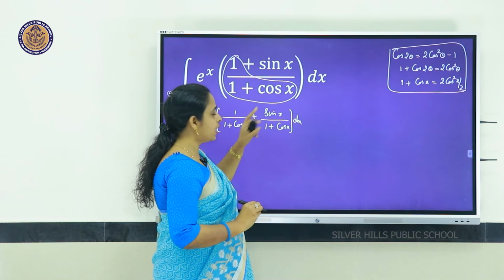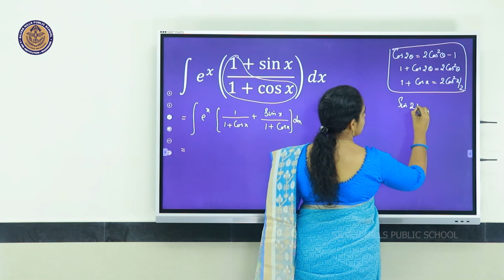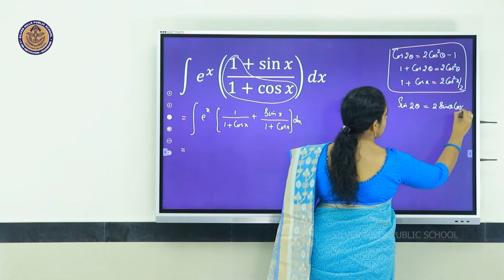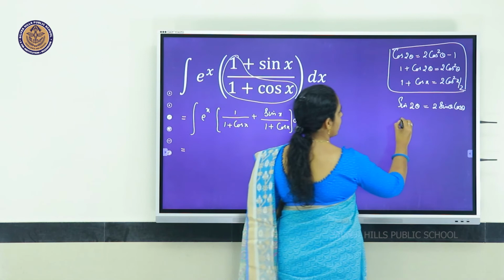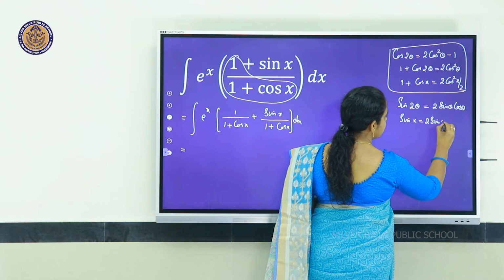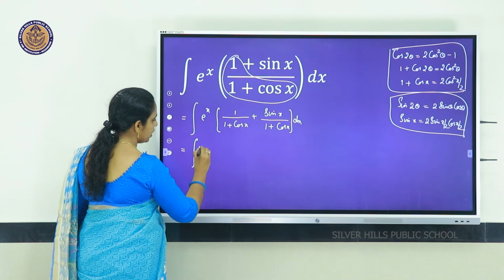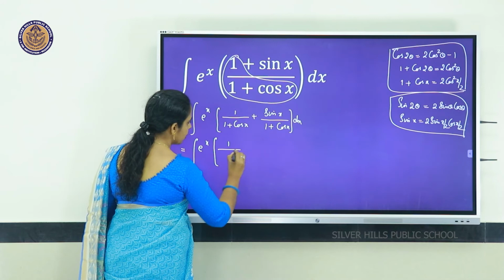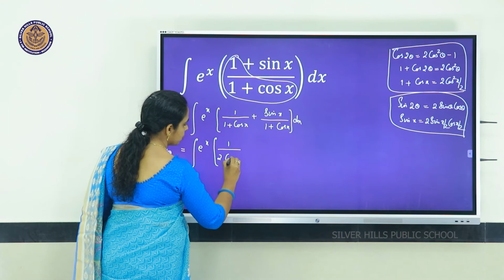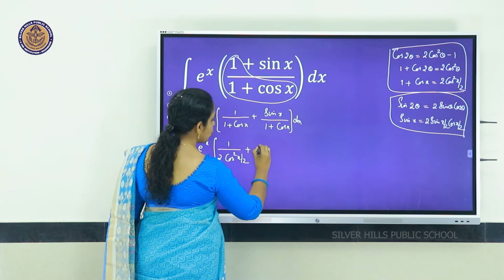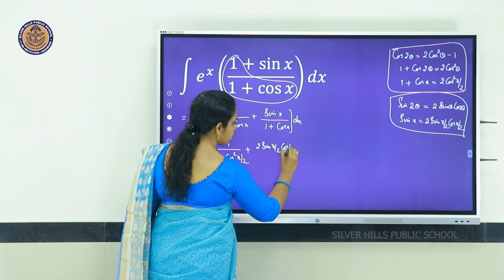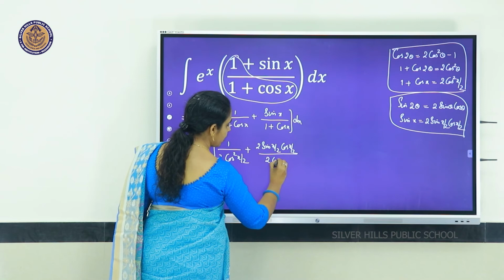Again, you can see here sin x. Sin 2 theta was 2 sin theta cos theta. Here, instead of 2 theta, it is x. So, sin x will be equal to 2 sin x by 2 cos x by 2. This is the second result we are going to apply. Let us see integral e raised to x into 1 by, instead of 1 plus cos x, 2 cos square x by 2 plus sin x is 2 sin x by 2 cos x by 2 by 2 cos square x by 2 dx.